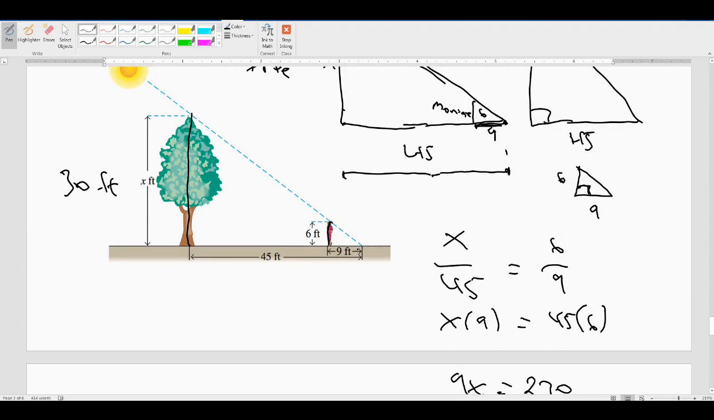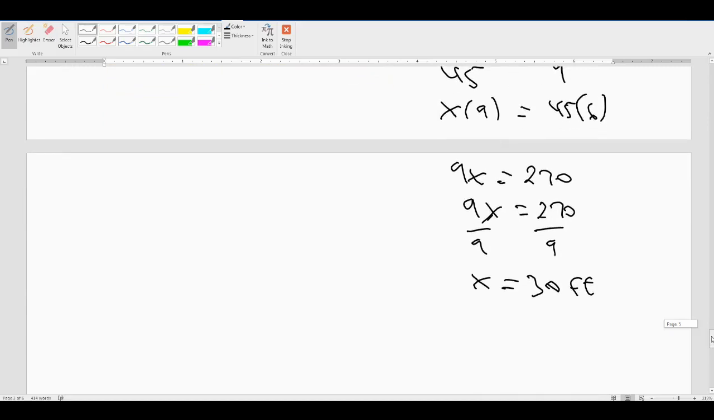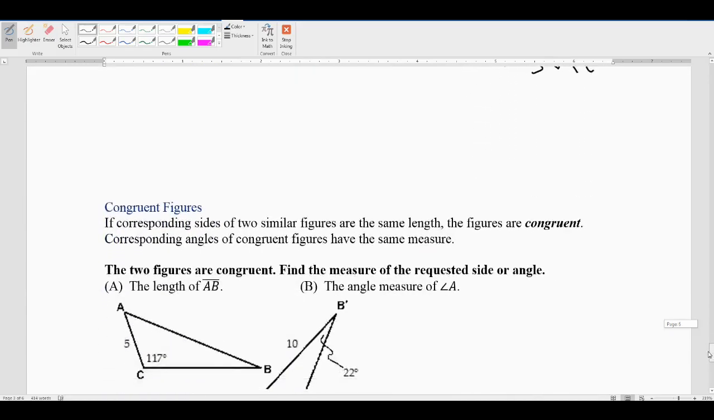If you think about it, a 9-foot shadow is cast by a 6-foot tall person. A 45-foot shadow was cast by a tree. Well, the 45-foot shadow of the tree is 5 times more than the shadow of Monique's. If you take 5 times 6, you'll get the height of the tree also. So sometimes you can think about it and do it that way. But here's how you do it with similar triangles.